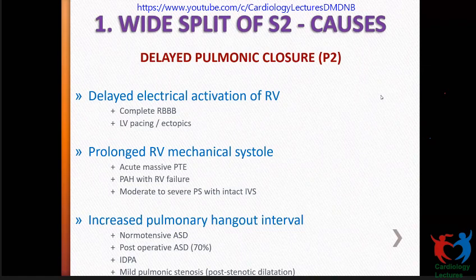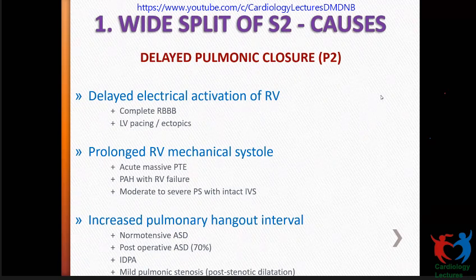Now coming to the right side, anything RBBB will delay the pulmonary RVOT. So anything producing RBBB, which includes either LV pacing, natural RBBB, LV ectopic, or left-sided pathway, or type A pre-excitation.